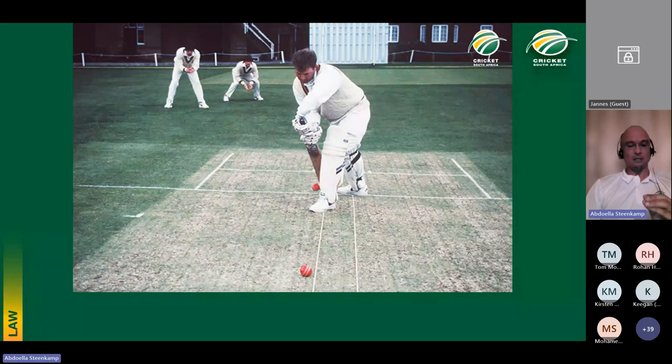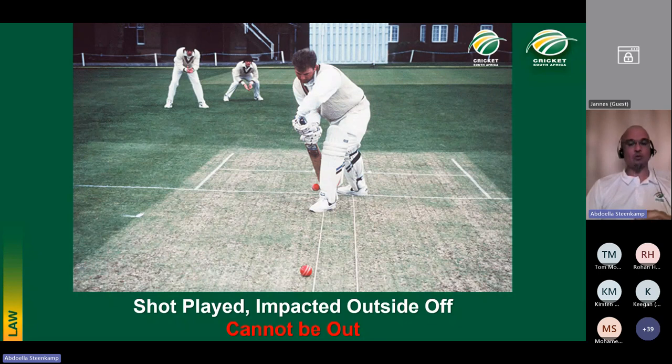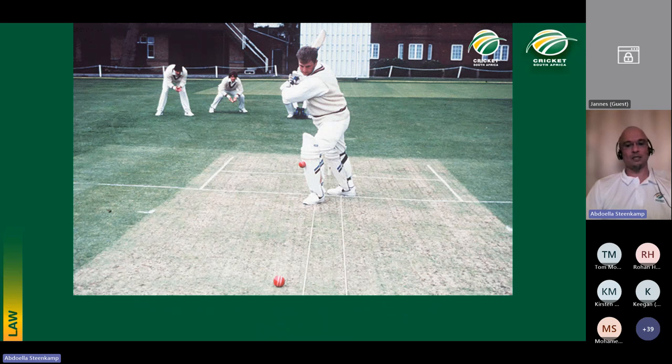Let's go through our points. Did it pitch between wicket and wicket or on the offside of the wicket? Yes, it pitched on the offside of the wicket. Where was the impact? Was the impact between wicket and wicket? No, the impact was not between wicket and wicket. And because the impact was not between wicket and wicket, and the batter is playing a shot, this can never be out LBW, because impact outside off, impact outside the line, needs to be between wicket and wicket.